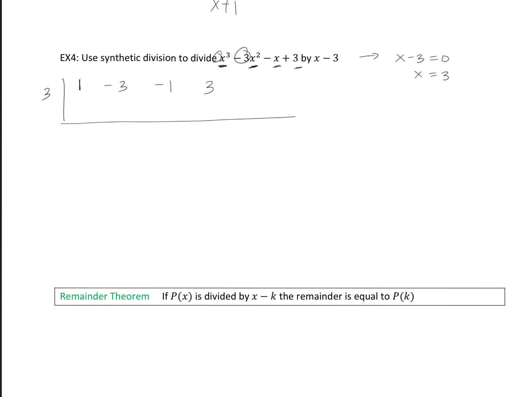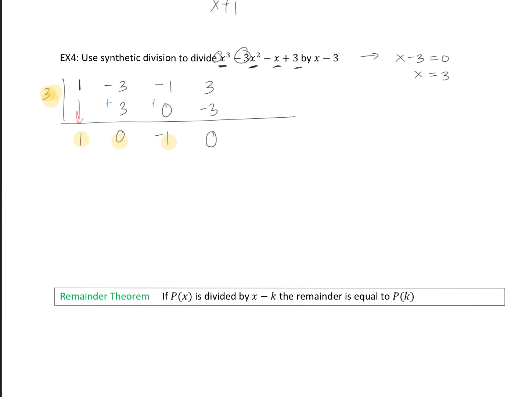All right, so starting the process, we'll drop the 1, and then it'll be 3 times 1, which is going to be a positive 3. And then again we add, so that was going to be a 0. Again, following the method, 3 times 0 is going to be 0. Again, adding, that'll be a -1, and then 3 times -1 is going to be -3. And then 3 times -3 is going to be 0.